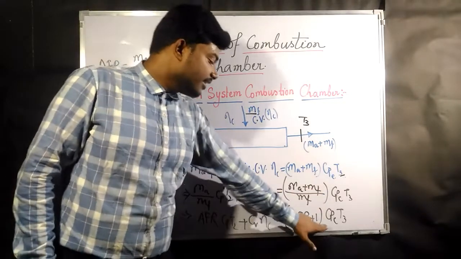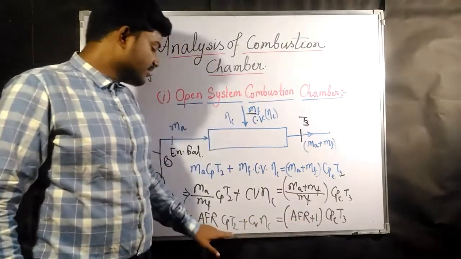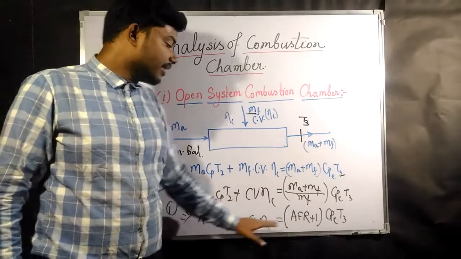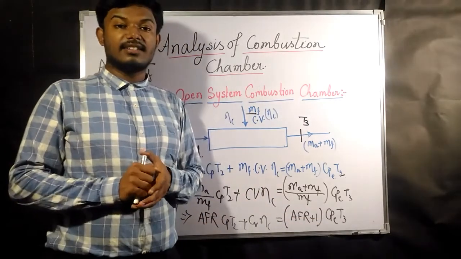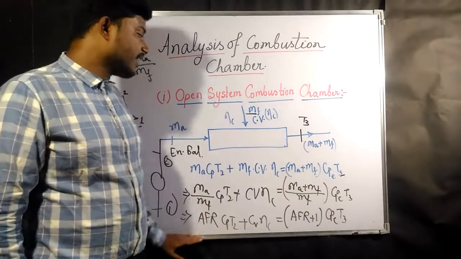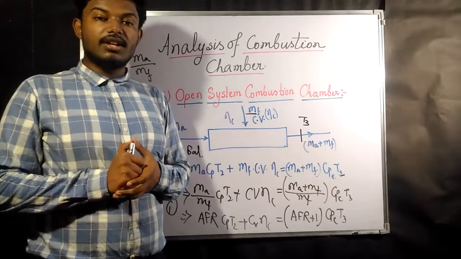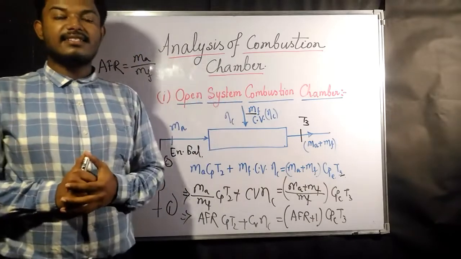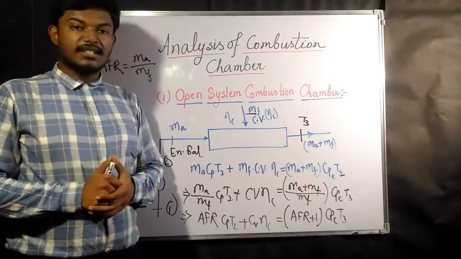Now from here, if the Cp at exit is given, the Cp of air you already know, and the temperatures are given, and they are asking you to find the air-fuel ratio, you can easily find it from this equation. So in this way we can analyze the open system combustion chamber.